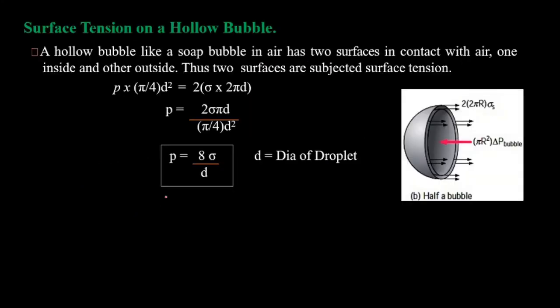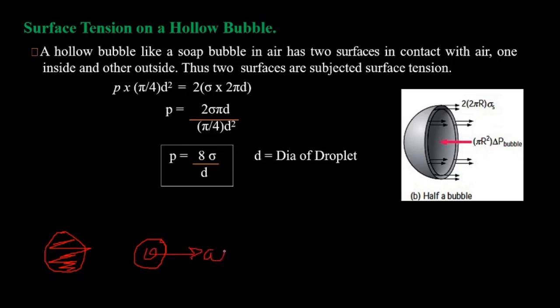Now we shall see the pressure intensity inside the hollow bubble. The difference between a liquid droplet and a bubble is that this liquid droplet will be filled with water, but the bubble is air.